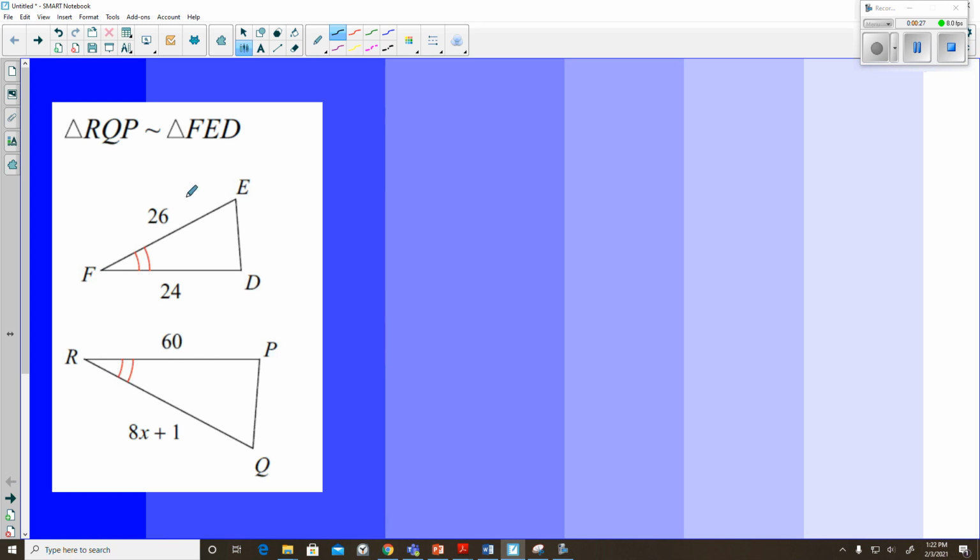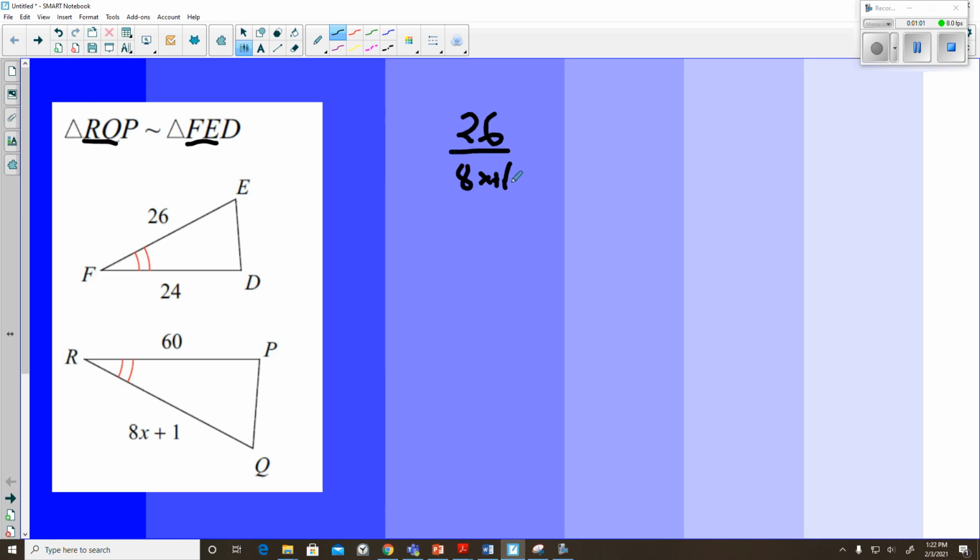So when we do these problems, we like to pick some random sides. For example, if you look at this triangle up here, FE goes with RQ. I know that because they're in the same locations in the statement. So I would write FE over RQ, which means 26, because that's what FE is, over RQ, which is 8x plus 1.